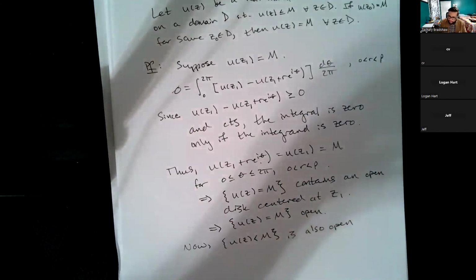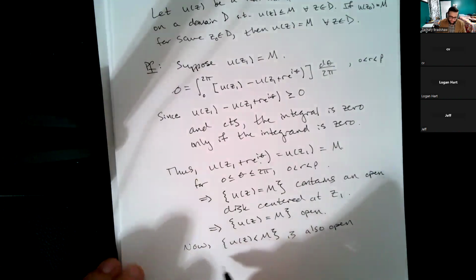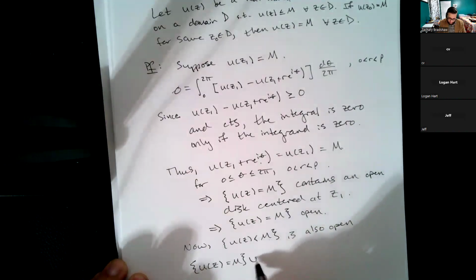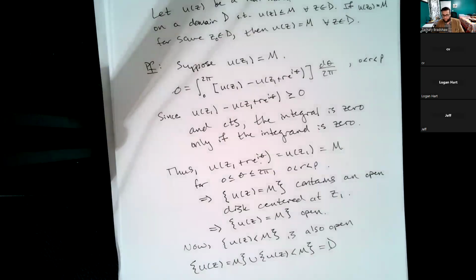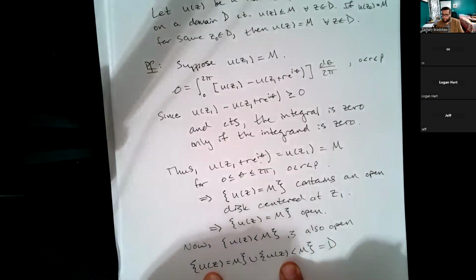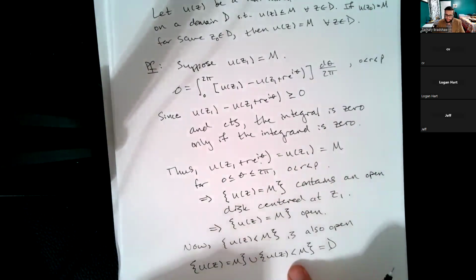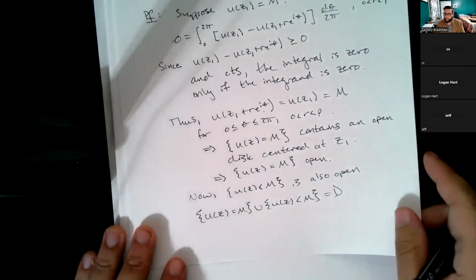Okay, but the point is the continuity guarantees that this set is open. And the union of these two sets is our entire domain, right? And these sets are obviously disjoint. You can't be both equal to m and less than m at the same time, right? But a domain is connected, and so the only way this can be true is if one of these sets is empty and the other one is the entirety of D, right?